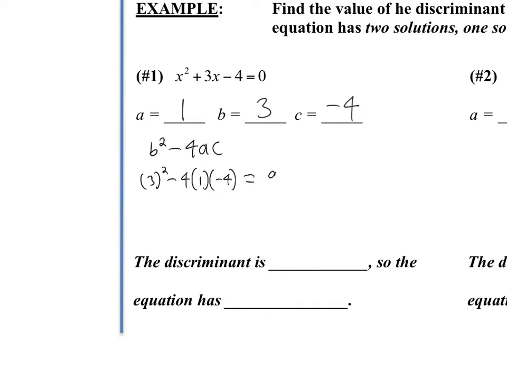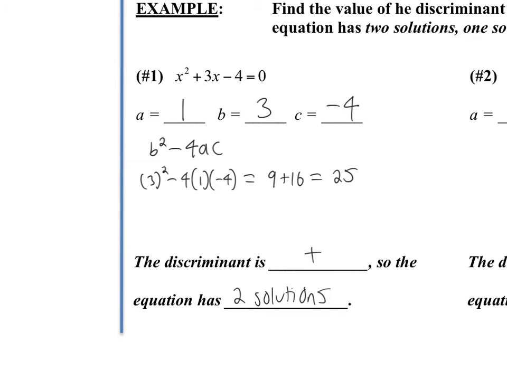So 3 squared is 9. And then negative 4 times 1 times negative 4 is plus 16. And our answer is 9 plus 16 is 25. Well, is 25 positive, negative, or a 0 number? It's a positive number, so how many solutions do we have? We have 2 solutions, like we talked about earlier.